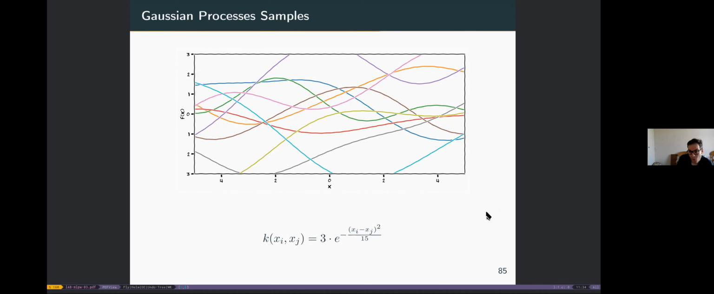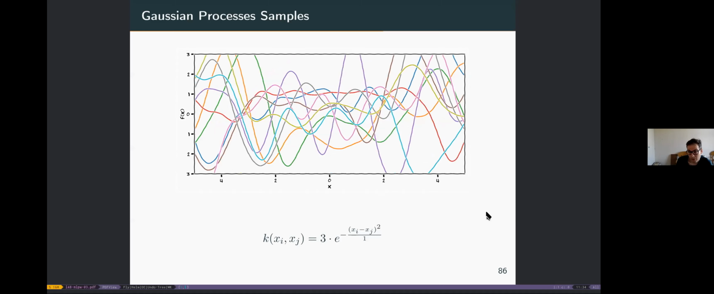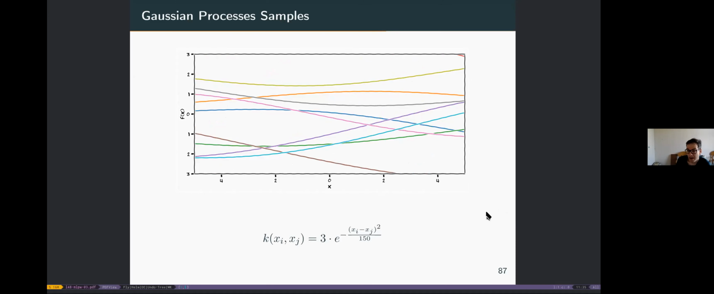I can make the fall off quicker, and now I'm going to get wigglier lines, or I can make the fall off much slower, and then I get less wiggly lines. So that's one way you can do it. You can think about lots of other ways of parameterizing this knowledge.